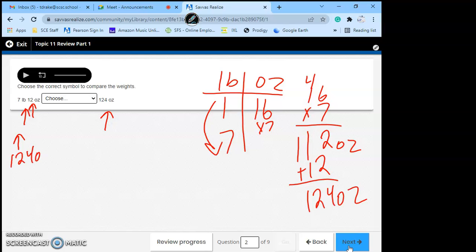So which one is bigger? 124 ounces or 124 ounces? Well, that's a toughie, but I think I'm going to say that they're equal.